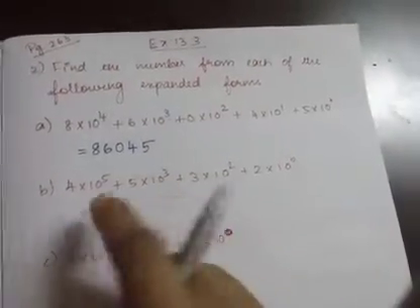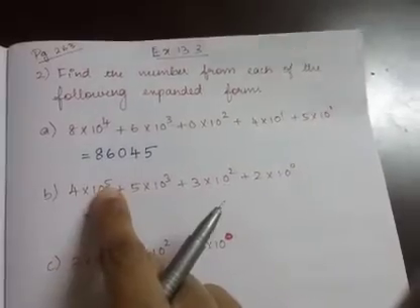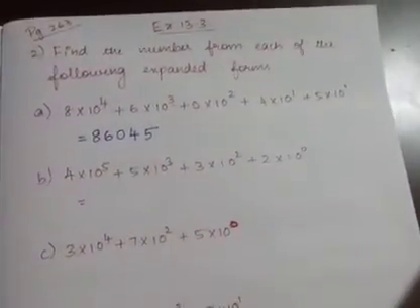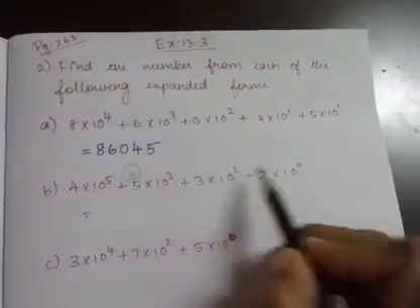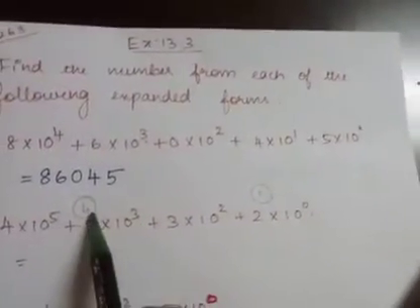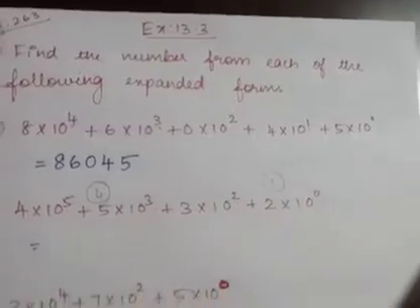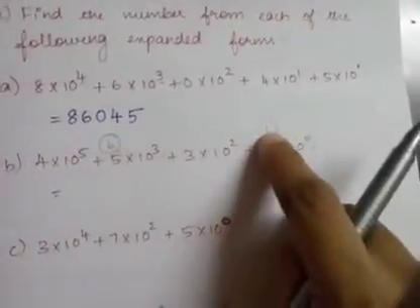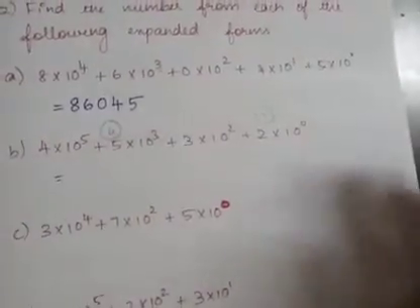Next, for this question, check the powers. 5 is there, 4 is missing, 3, 2, 1 are missing, 0 is there. So what you should do, whatever the missing powers, you should put 0. Whatever the numbers are missing, you should put zeros.